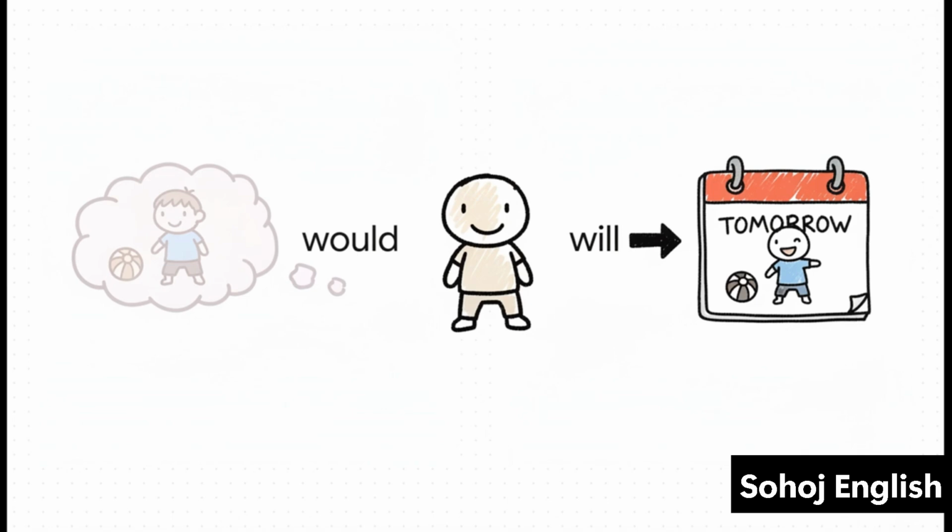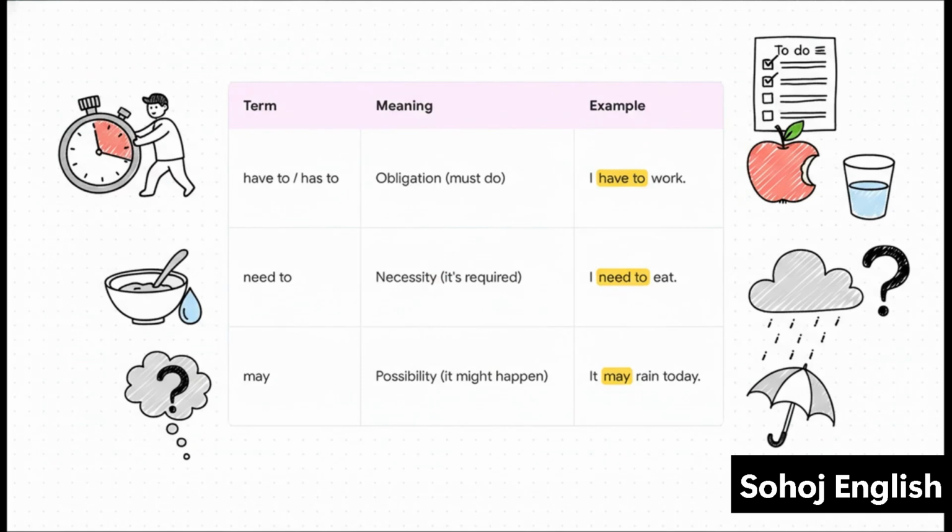Will is all about the future. I will play tomorrow. Simple. Would, on the other hand, is often used to look back at something you used to do, like a habit. When I was a kid, I would play outside all day. So will looks forward and would often looks back. And with these three little phrases, a whole new world of things you can say opens up.